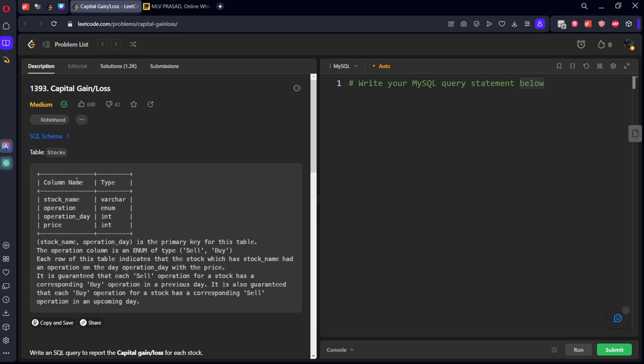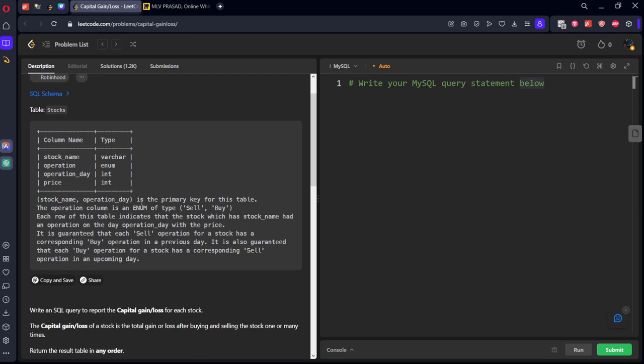They have given a table called stocks, which consists of 4 columns: stock name, operation, operation day and price. The combination of stock name and operation day, a unique day with respect to the stock, becomes the primary key. They said that operation can be of only two types, sell or buy. There is no other type. Each row of this table indicates that the stock with this stock name had an operation on the day with respect to the price.